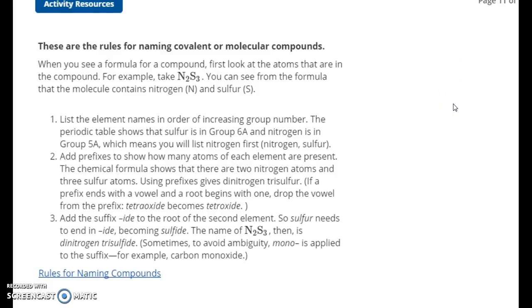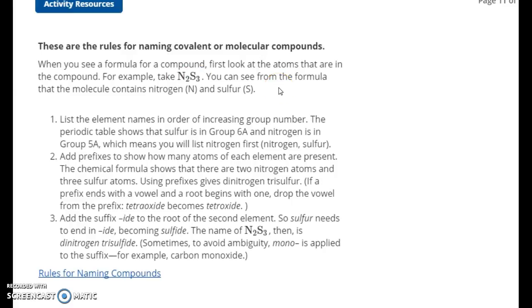These are the rules for naming covalent or molecular compounds. When you see a formula for a compound, first look at the atoms that are in the compound. For example, take N2S3. You can see from the formula that the molecule contains nitrogen and sulfur. The first thing you want to do is decide if it's ionic or covalent. Obviously this one's covalent because the lesson is covalent, but two nonmetals, okay, covalent.